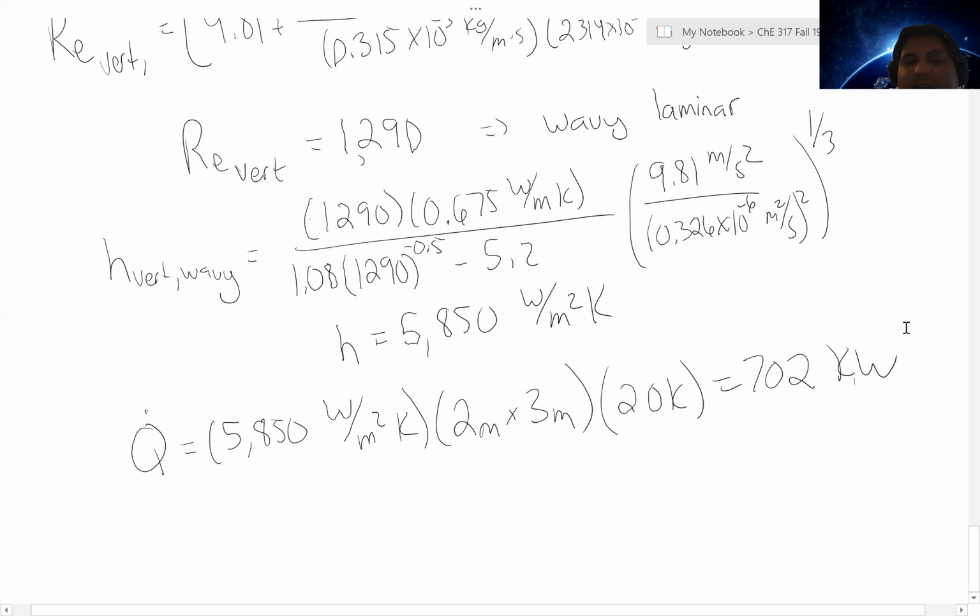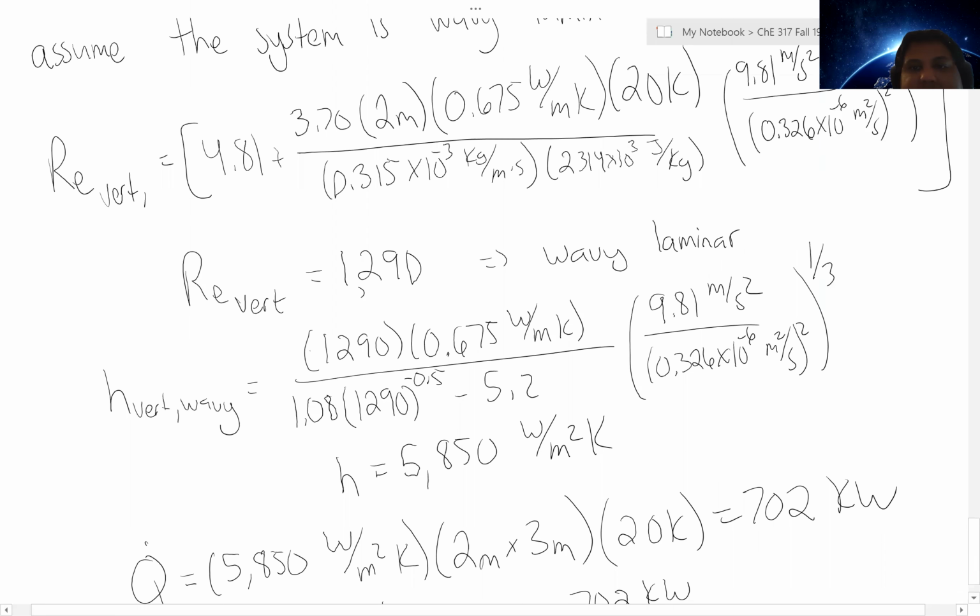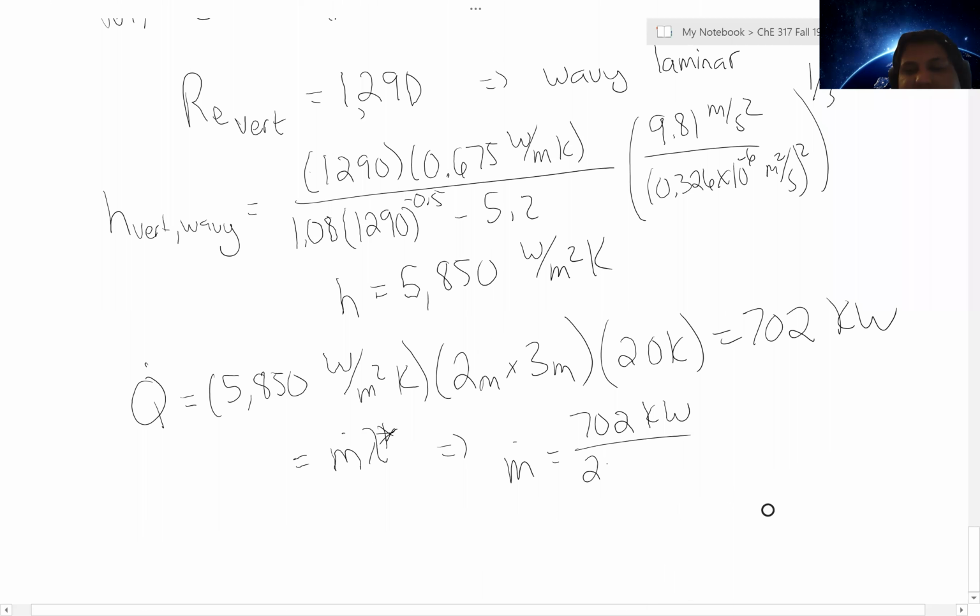And with this in mind, I know that Q also equals m dot lambda star, which implies that our m dot is going to be equal to 702 kilowatts divided by our, what did we have? 2314 kilowatts per kilogram, which gives us a condensation rate of approximately 0.3 kilograms per second.